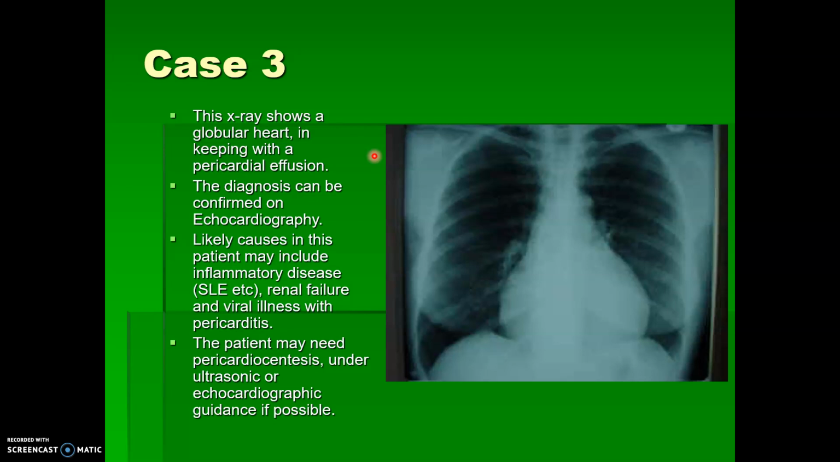So this x-ray shows a classic globular heart, which would be in keeping with pericardial effusion. The diagnosis now would really be confirmed by echocardiography. Likely causes would include inflammatory disease, renal failure, viral illnesses with pericarditis. This patient may need pericardiocentesis, but that will be done under ultrasonic or echo guidance.